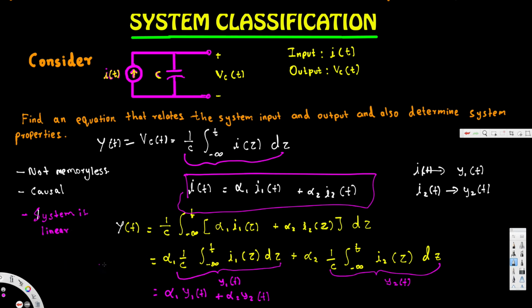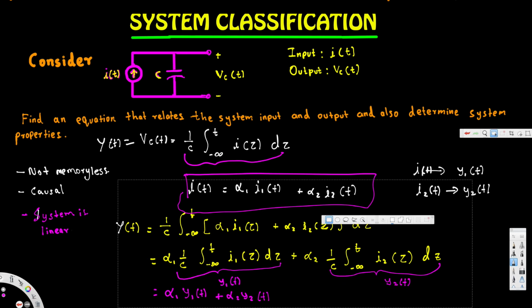The next property we can check is whether this system is time invariant. Time invariant means delaying the input yields an output delayed by the same amount. Now let's see whether it happens. So let's get rid of this part.